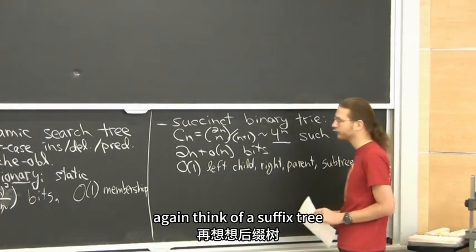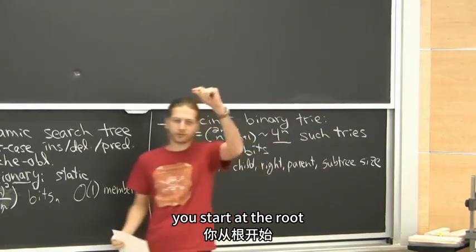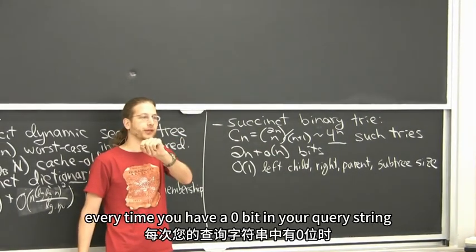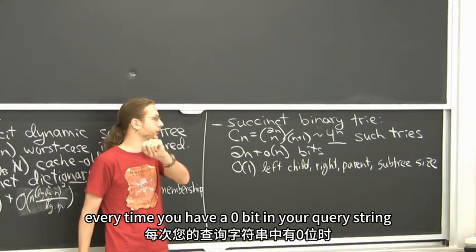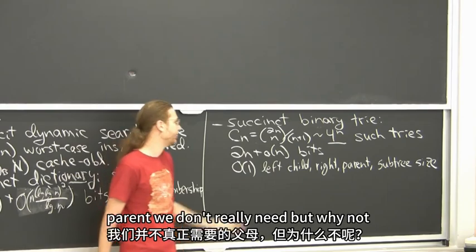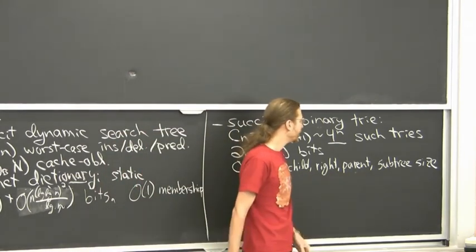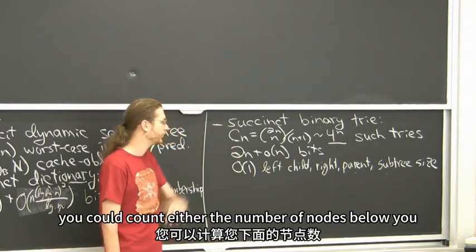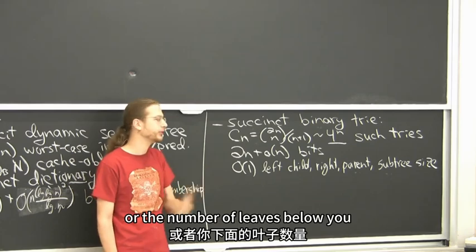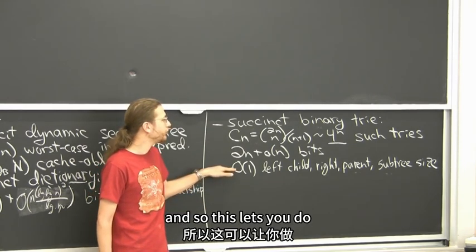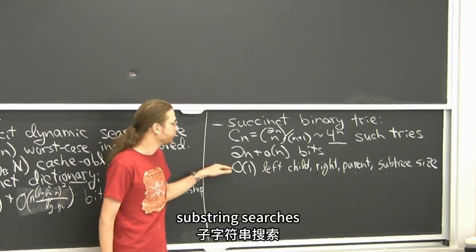Again, think of a suffix tree. You start at the root, and you want to be able to go along the left child every time you have a 0 bit in your query string. You want to go to the right child every time you have a 1 bit. Parent, we don't really need, but why not? And then subtree size would tell us how many matches there are below us. You could count either the number of nodes below you or the number of leaves below you. It's roughly the same for a compact trie. And so this lets you do substring searches.